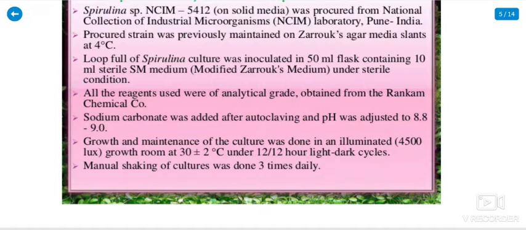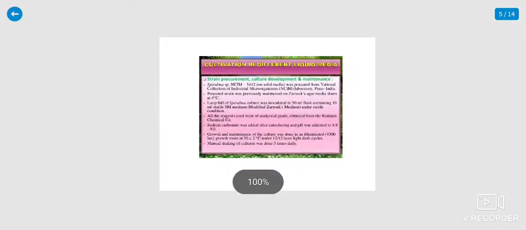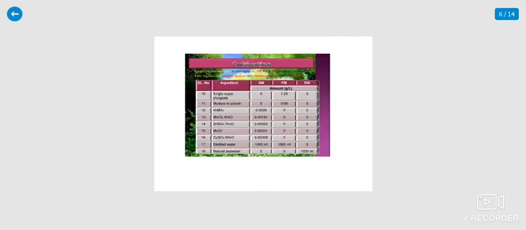The growth and maintenance of the culture was done in an illuminated growth room, temperature 30 plus or minus 2 degrees Celsius, with 12 hours light and 12 hours dark cycles. The culture was observed very clearly three times daily. These are the cultivation in different liquid media.